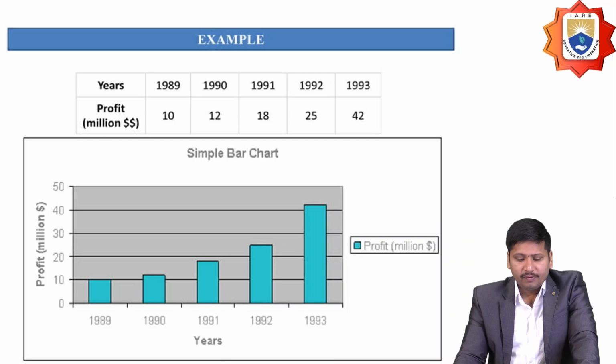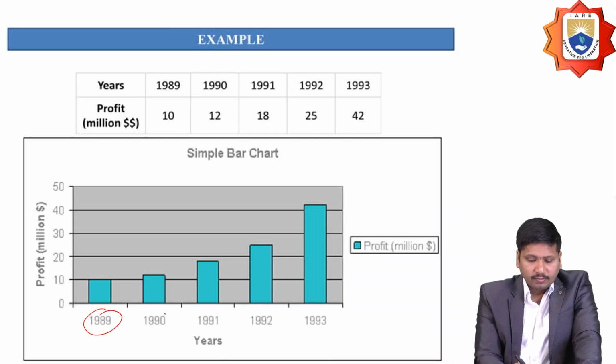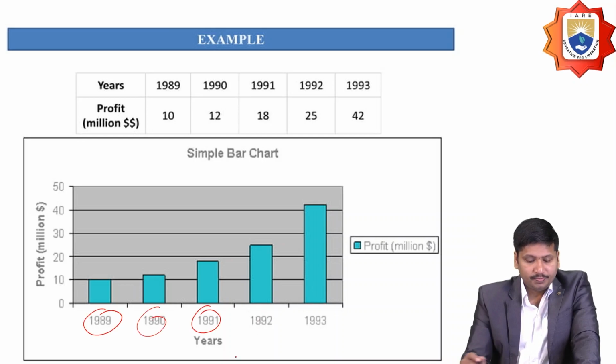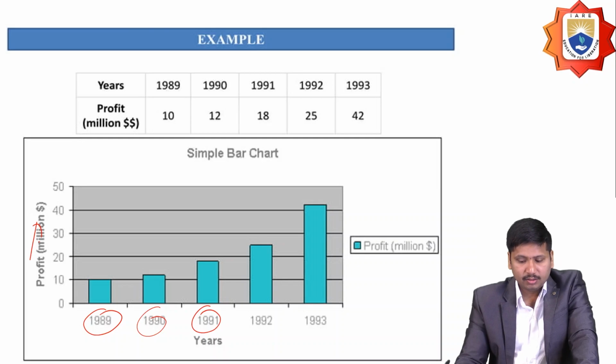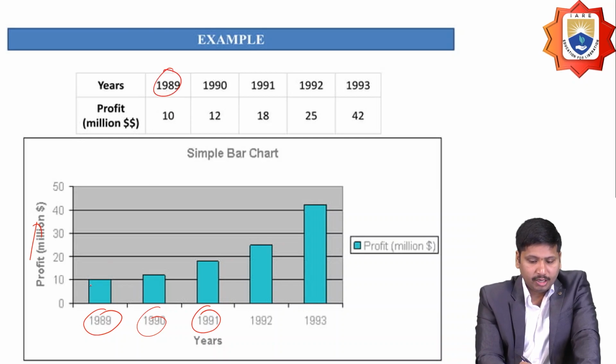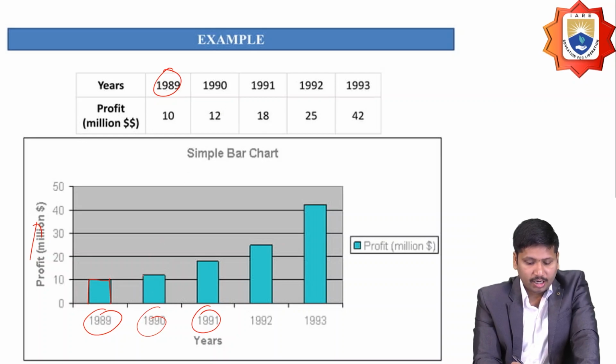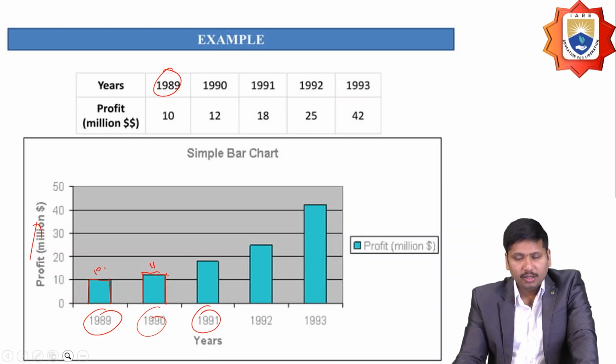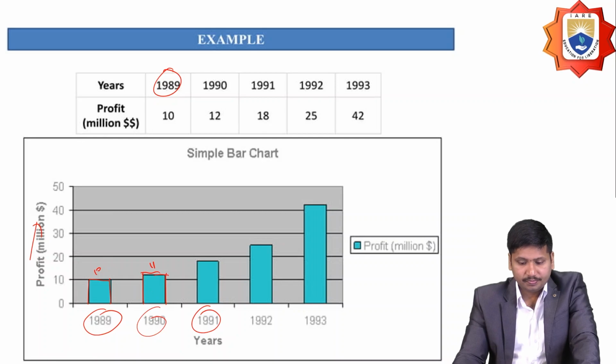This is another way of representing the bar graph. Here I'm considering years on the x-axis and profit in millions along the y-axis. For 1981, a profit of $10 million is represented like this. For 1919, assume it is 11, and then 10. Like this, I can represent the bar chart.